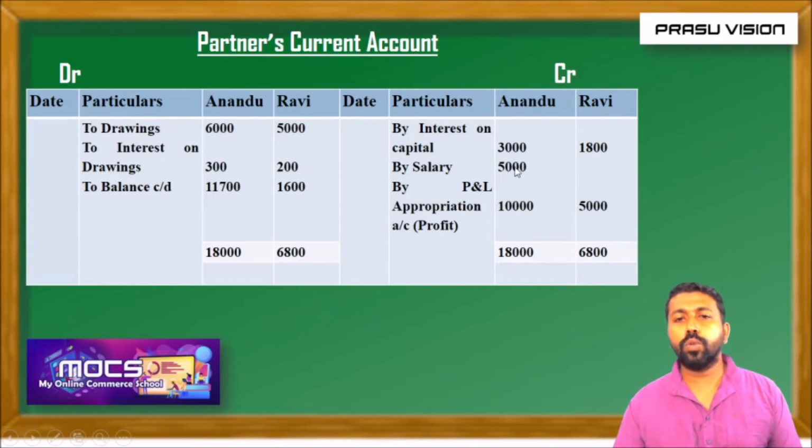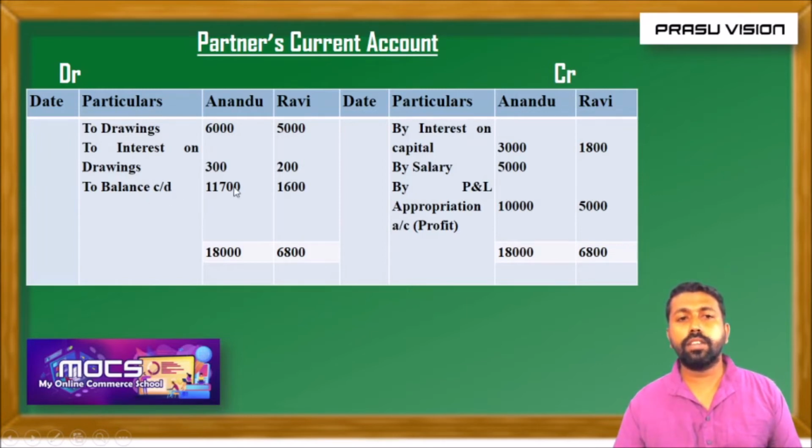Salary of Anandu 5,000. Profit and loss appropriation: the amount is shared as per the ratio 2:1. Drawings: the amount given in the question, 6,000 and 5,000. Interest on drawings is also given, 300 and 200.